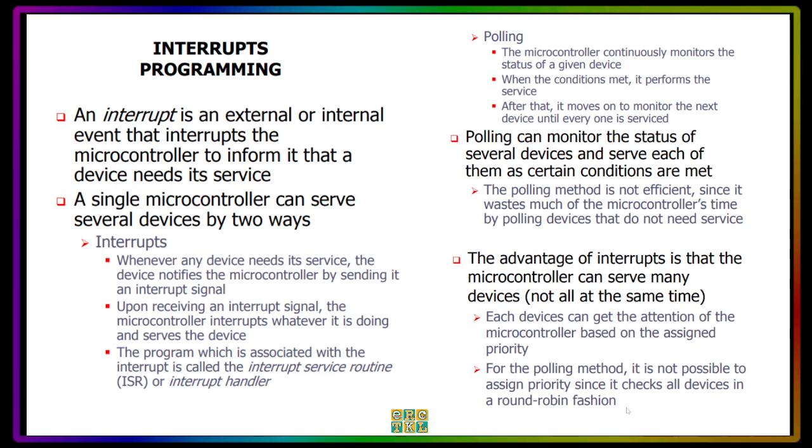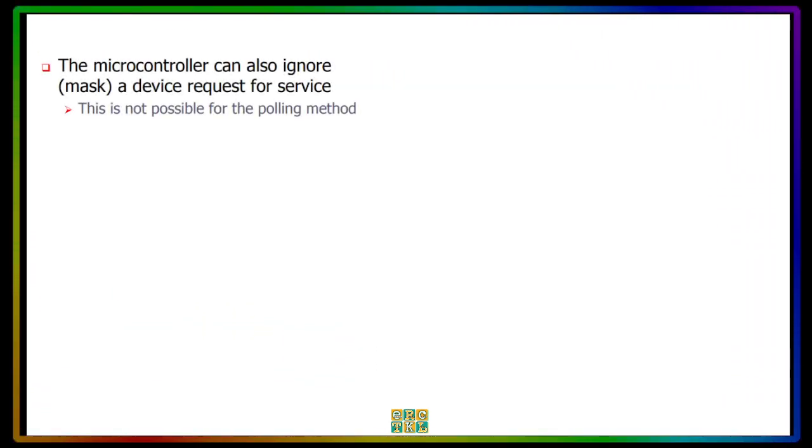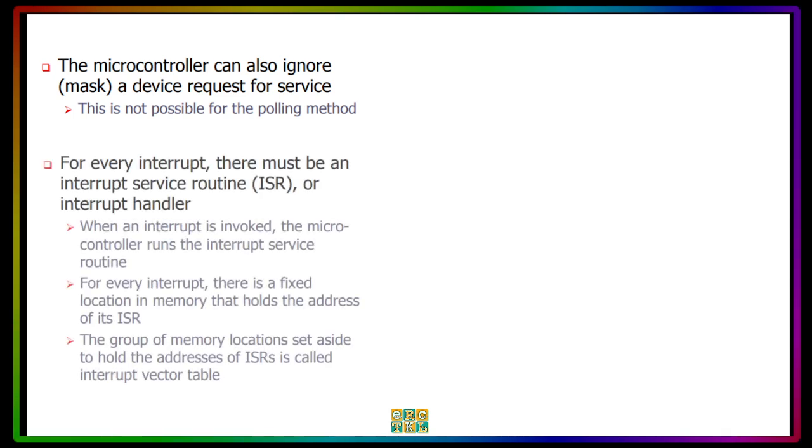It means that it will be one by one, or after checking one device, it will check the next and then the next. It's like you are in line or in a queue before you can be serviced by the microcontroller. It needs to check one at a time in a round robin fashion. Now, the microcontroller can also ignore or mask a device request for service. This is not possible for the polling method.